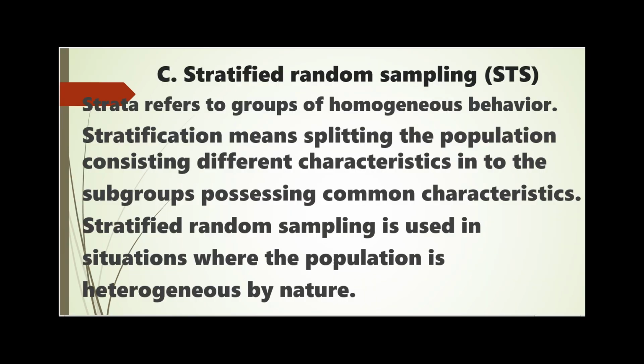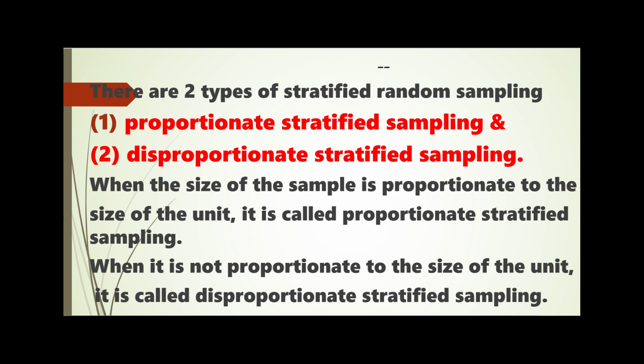Now, stratified random sampling. Strata refers to groups of homogeneous behavior. Stratification means splitting the population consisting of different characteristics into subgroups possessing common characteristics. Stratified random sampling is used in situations where the population is heterogeneous by nature. In this method, the population elements are divided into strata on the basis of some characteristics, and from each of these smaller homogeneous groups we draw at random a predetermined number of units.